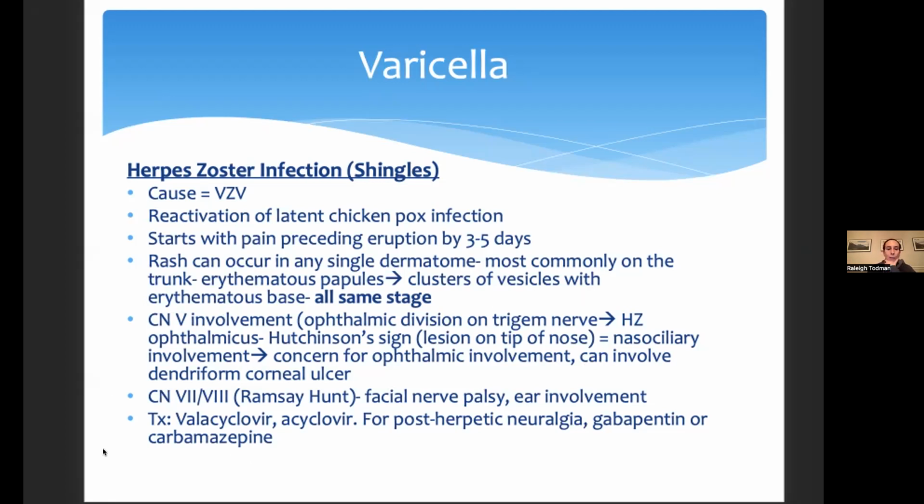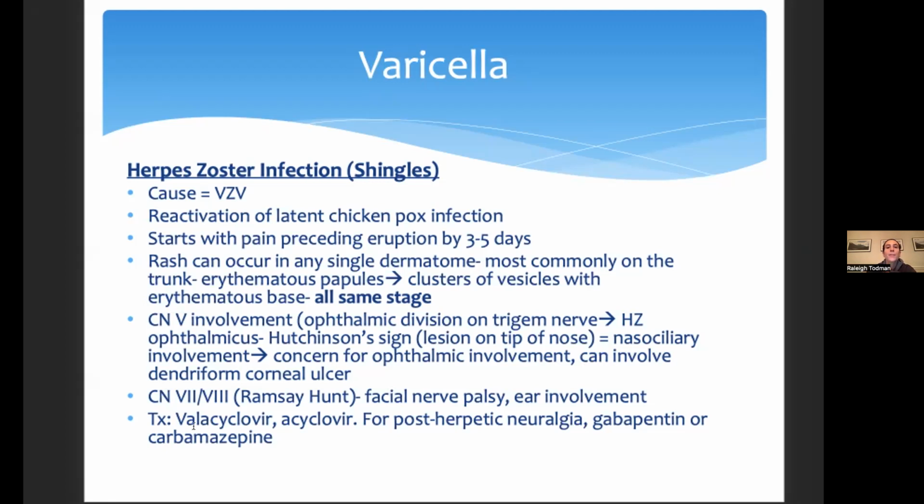You can have cranial nerve 5 involvement, the ophthalmic division, which can give you herpes zoster ophthalmicus. I'm going to show you pictures of this, but it might be tipped off by a Hutchinson sign, with a lesion on the tip of the nose. And if there's concern for ophthalmic involvement, you could have a dendriform corneal ulcer, which is a complication that we care about and needs treatment.